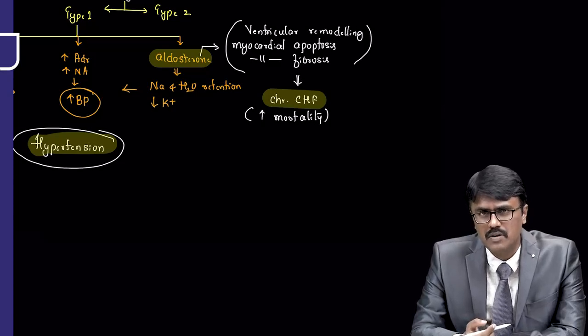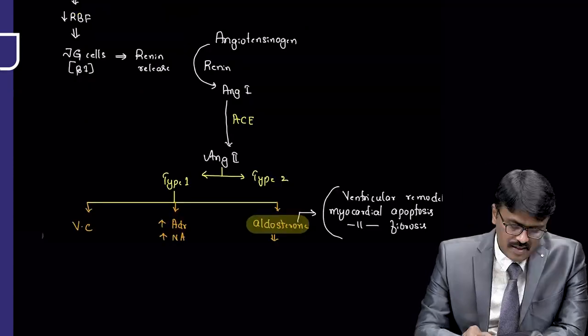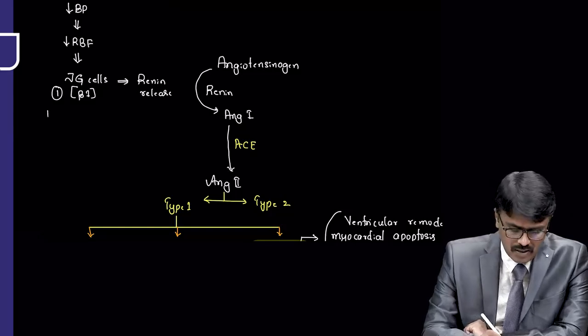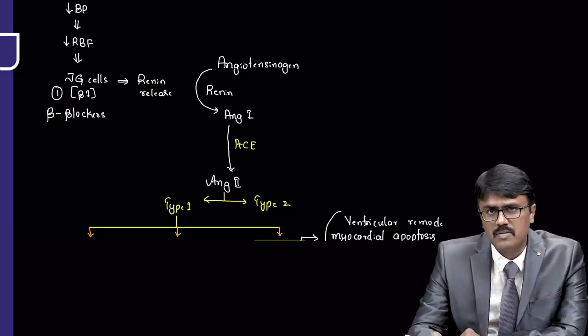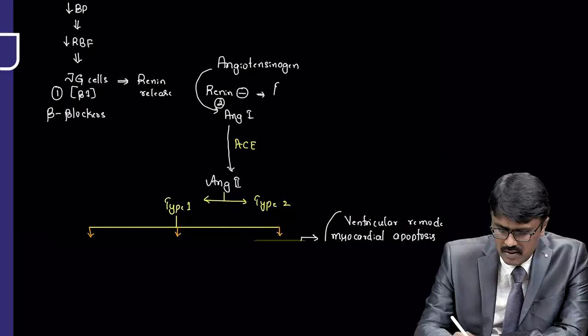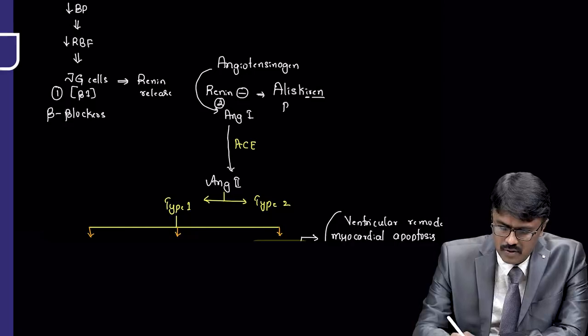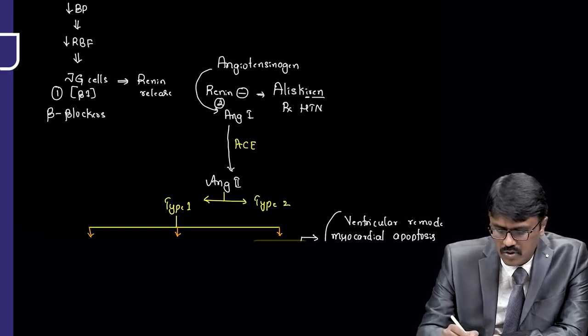Now try to pause the video and find out what are the targets where I can block this pathway. So try to guess it. Number 1, I can block the beta receptor. These are called beta blockers. So we can use beta blockers to block this pathway. Number 2, you can inhibit renin. They are called renin inhibitors. Any idea what the drug name is? Yes, it is called aliskiren. You read the name, inhibitor of renin, kiren, and it is used for treating hypertension. You need to know only one thing about aliskiren, that it is used for the treatment of hypertension.